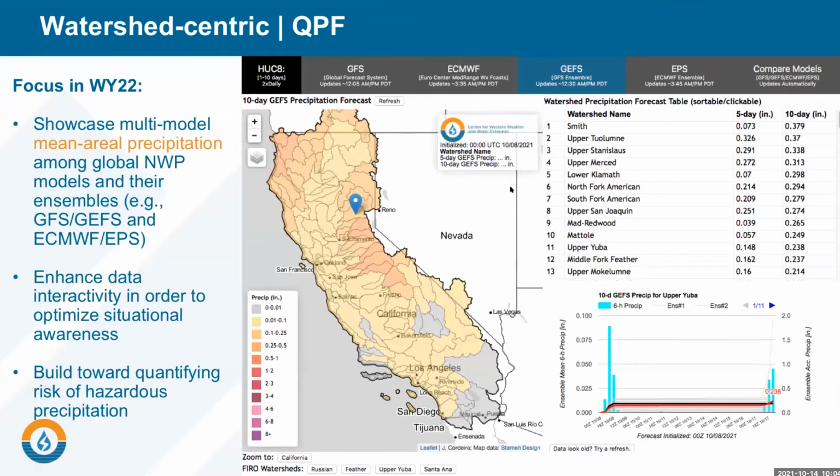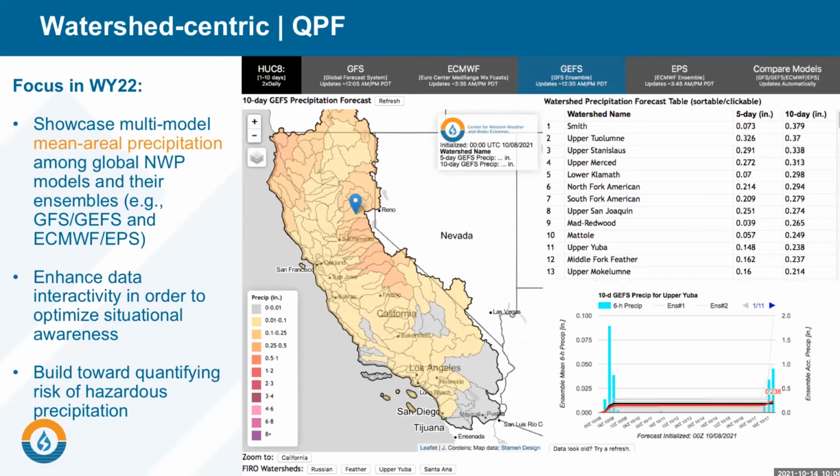Okay. With the upcoming water year, we're going to be making a few changes to the way we visualize the mean aerial precipitation forecasts over the different watersheds. We're focusing on the HUC 8 sized hydrologic unit codes over California, which is shown on this map. That's the same as we've done in the past.